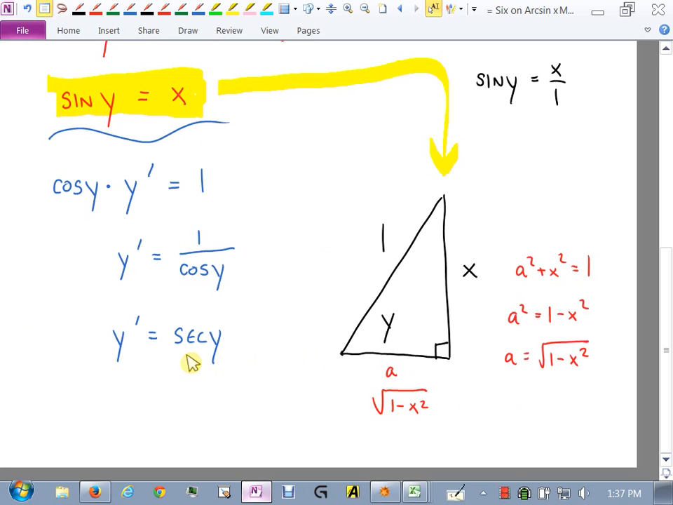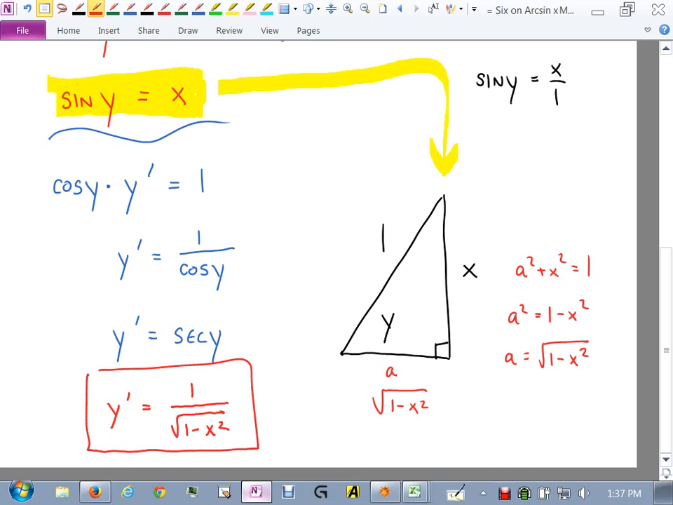So coming back to this, secant y we said was hypotenuse over adjacent. So y prime should be 1 over square root 1 minus x squared. Make sense? That matches the formula. Each one of those can be done the same way.